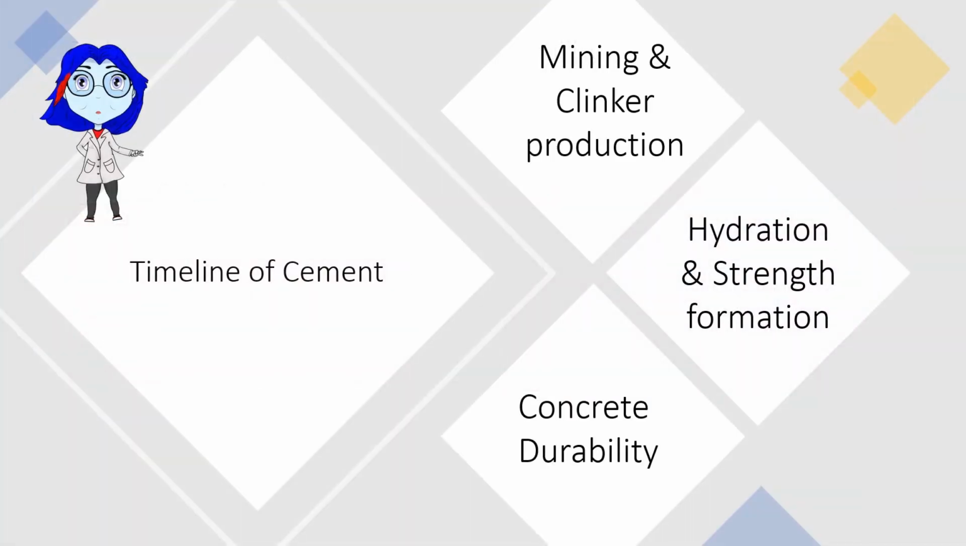So in conclusion, we started off with the mining of raw materials and the formation of clinker. We then looked a bit into the hydration process as clinker is dissolved and then strength begins to develop. We then ended our journey with a look at durability and ions that may affect the strength of concrete.